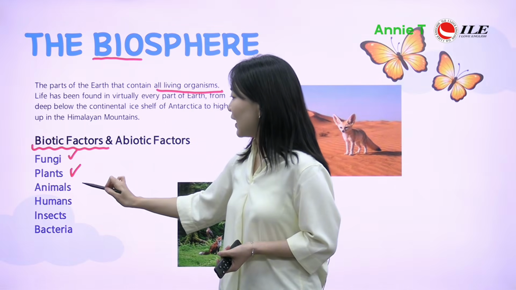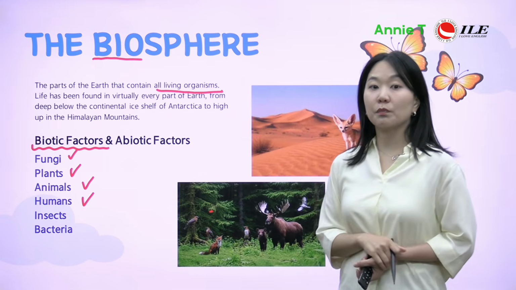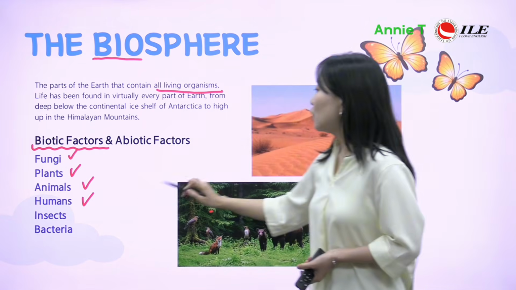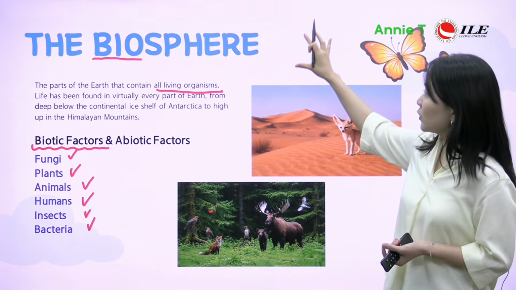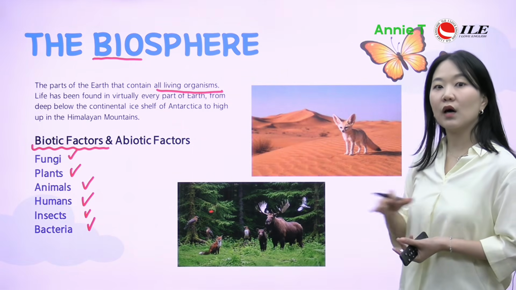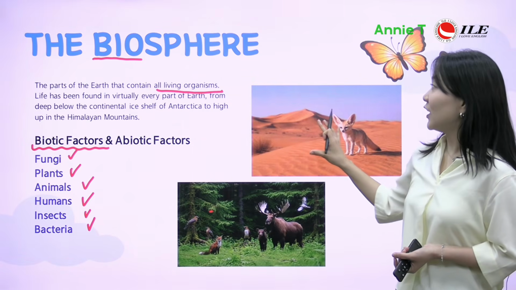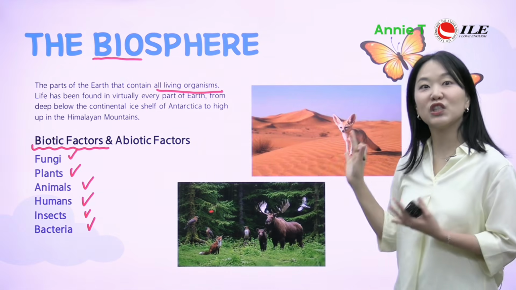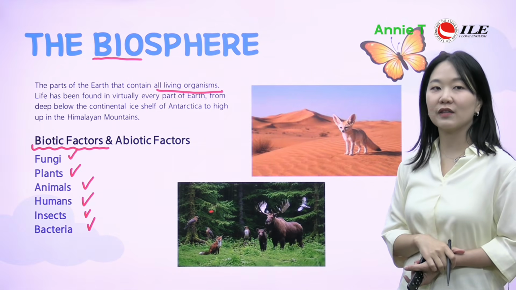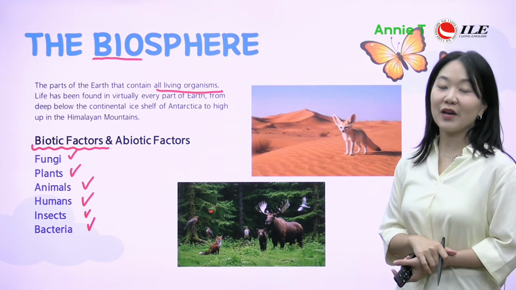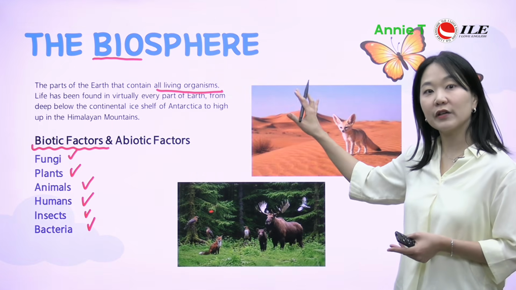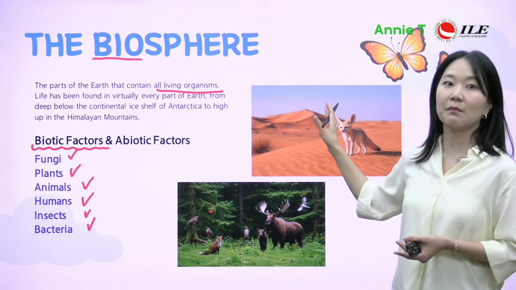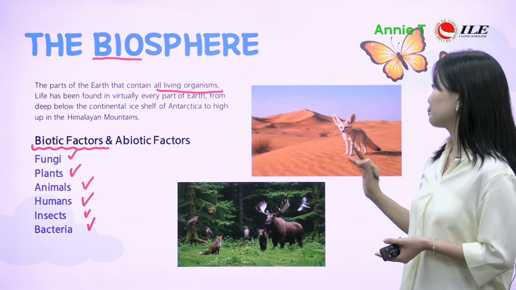We have plants and animals. Humans are also part of the biosphere. Okay, we have insects or bacteria, birds, right? So Earth contains a wide variety of living organisms. You can find them everywhere, which is why Earth is amazing. You can find them deep in the bottom of the ocean, at the Antarctic ice shelf. We find bacteria. You can find them high up in the Himalayan mountains as well.